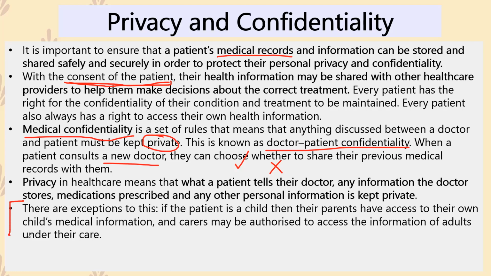Now there are exceptions to privacy and confidentiality. For example, if the patient is a child, then obviously the child doesn't manage their own medical records just yet. The parents do have access to the child's medical information. Also, sometimes when you're dealing with patients who have intellectual disabilities or cognitive impairments and can't manage that information themselves, they might have a carer or a legal guardian who may be authorized to access the information for any adults under their care. We're talking about people with intellectual disabilities or syndromes like Down syndrome or autism that might not be able to manage those by themselves. So that's privacy and confidentiality.